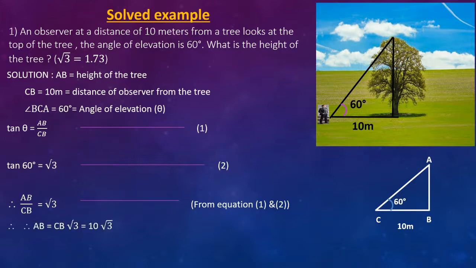Now by rearranging it, we get AB is equal to CB into root 3. The value of CB is 10, so AB is equal to 10 into root 3. Now let us substitute the value of root 3 here. We get AB is equal to 10 into 1.73, which is equal to 17.3 meters. So we got the height of the tree, that is AB is equal to 17.3 meters.